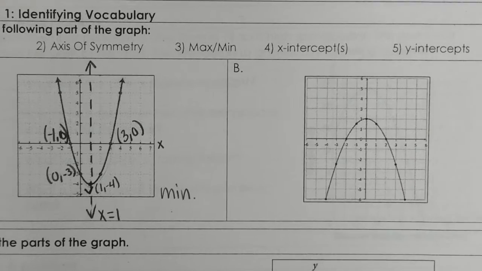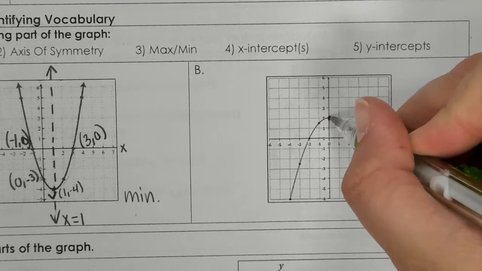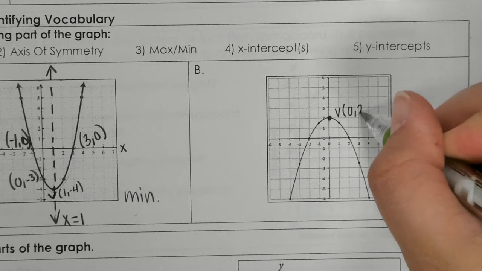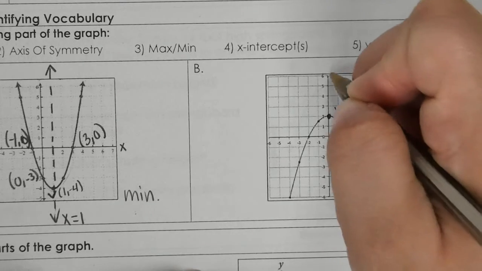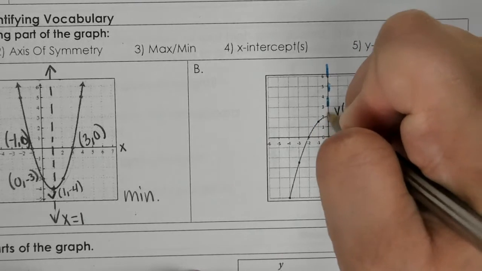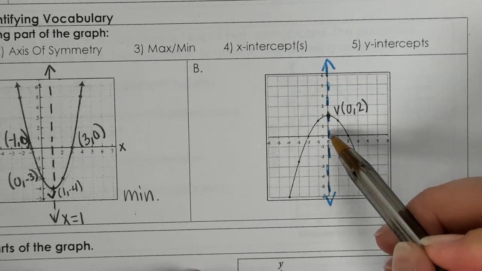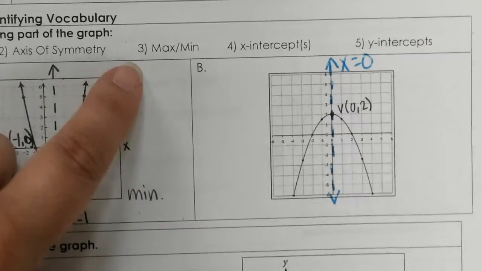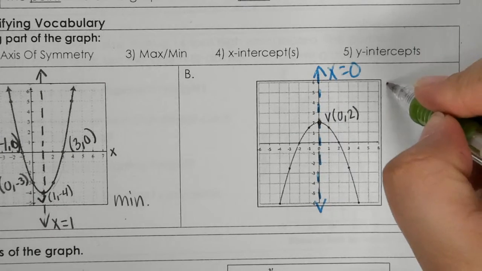Alright, so for part B, we're going to do the same thing. So where is the vertex? Okay, so part 1, label the vertex. So this is the highest point. That vertex is (0, 2). The axis of symmetry is that line that's vertical that goes through the vertex. Okay, and because it goes through at 0 on the x, this is x equals 0. Is this a min or a max? Well, this vertex is the highest point of the graph, so that makes it a maximum.